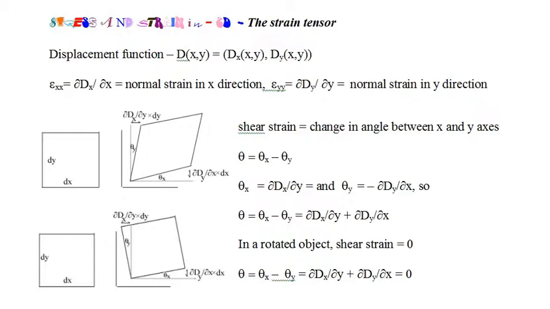Using the small angle approximation, theta x equals the partial derivative of dx with respect to y, and theta y equals minus the partial derivative of dy with respect to x. So theta equals the partial derivative of dx with respect to y plus the partial derivative of dy with respect to x. Thus, the sum of these partial derivatives equals the shear strain. In the second diagram, note that when the object rotates counterclockwise, both theta x and theta y are positive, so that the computed shear strain is 0, as it should be.